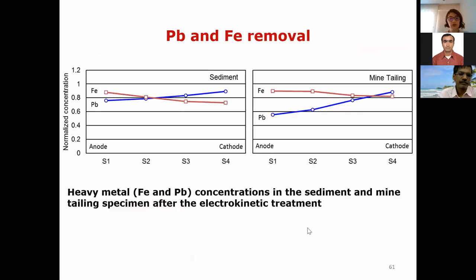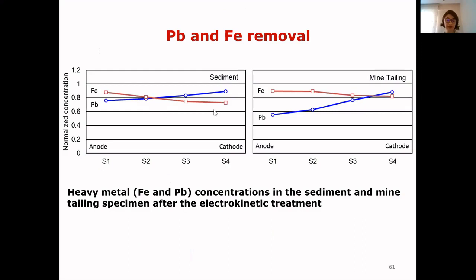When we look at the heavy metal concentrations in the sediment and mine tailings after the treatment, again, the removal of lead was more effective in the mine tailings than in the sediment. As we see here, the residual lead concentrations increased from section 1 to section 4.